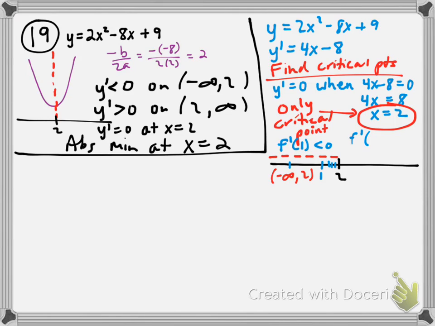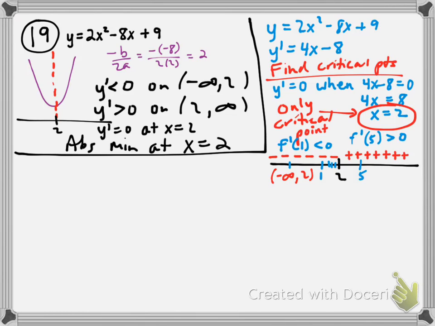Well, that means we have to pick a test value, and let's pick a test value of 5. Okay, f prime of 5, and when we substitute 5 for x, we get 4 times 5, which is 20, minus 8, which is going to give us a positive number. Just like when we tested the value of x to the left of 2, now we're testing the value of x to the right of 2. And testing any value to the right of 2 is going to yield f prime being positive.